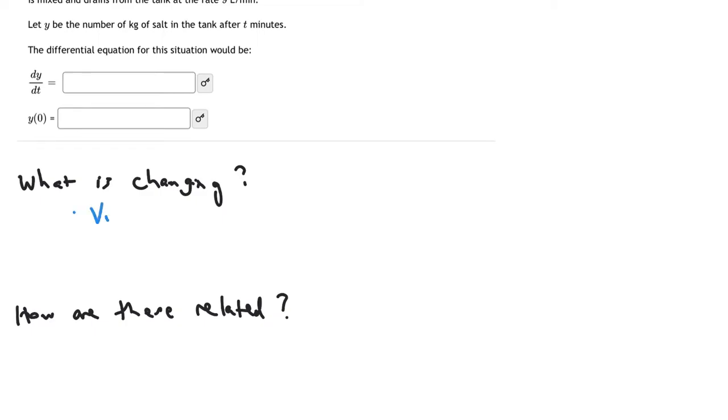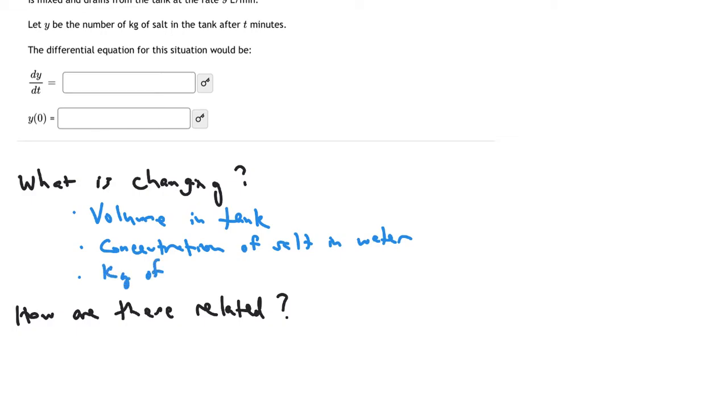The actual volume of water in the tank is changing. The volume of, I should say, liquid in the tank, because it'll be a saltwater solution. Over time, the concentration of the solution is changing, because you're pumping the mixed water out and pumping pure water in, so the saltiness of the water is changing. And then just the quantity of salt. So the kilograms of salt are changing.